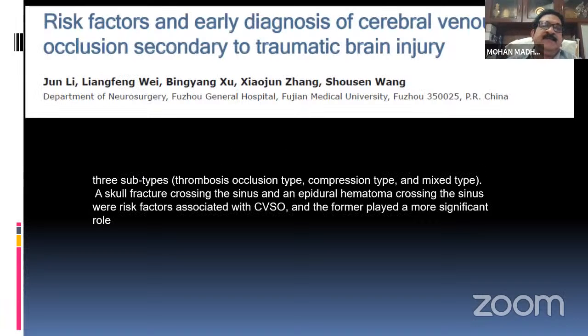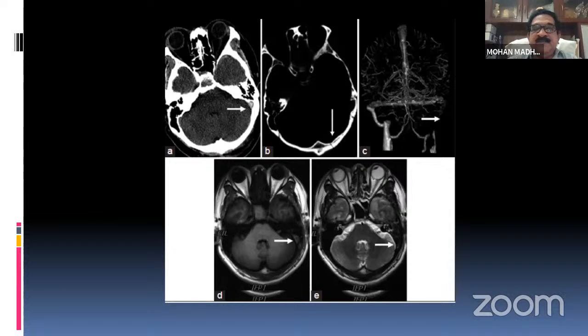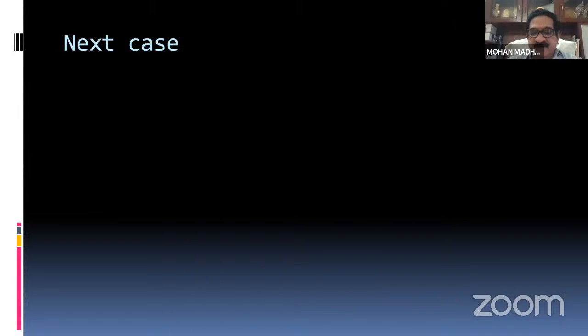So there are certain risk factors in early diagnosis of CVT secondary to traumatic brain injury. There are 3 subtypes: one is a skull fracture crossing the sinus, and epidural hematoma crossing the sinus, with risk factors associated with venous sinus thrombosis. This is from the literature again. So any questions on this case?